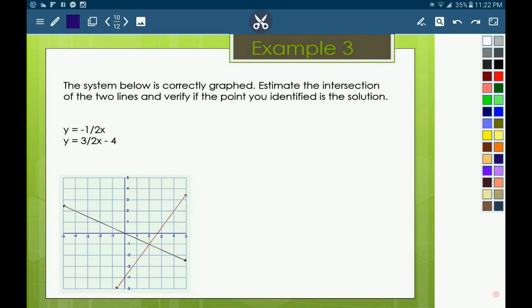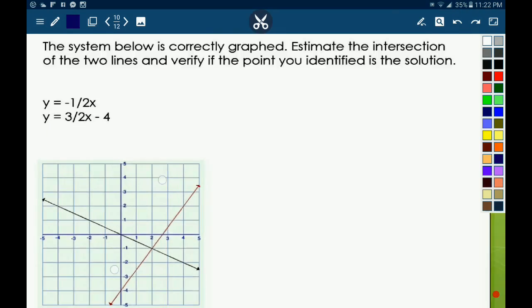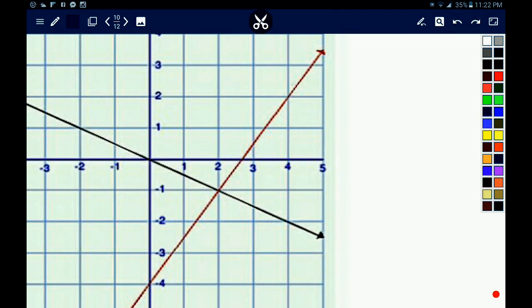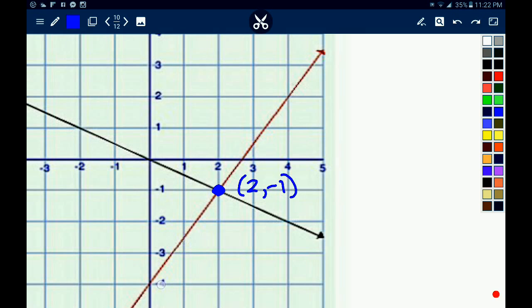All right, so I've got one last example for you. We are given a system and its graph already. We don't have to graph it. We're going to read where the two lines intersect, and then we're going to check and verify if that is in fact the solution to this system. So if we look at where the two lines intersect, I'm going to highlight that point right there. I'm actually going to name it as well. That coordinate is 2, -1.